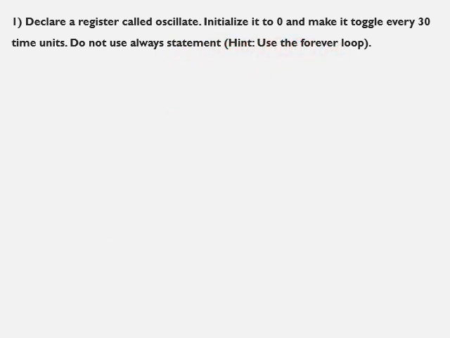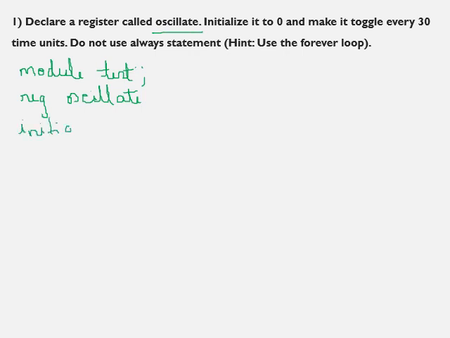So we will start writing the module. This is something similar to what we have written the stimulus module. So module, let me take it as a test. In this you are required to declare a register oscillate. That is what is given here, register oscillate. Initialize it to 0. So initialization to be done inside the initial block. Initialize oscillate to 0. Oscillate equal to 1'b0.